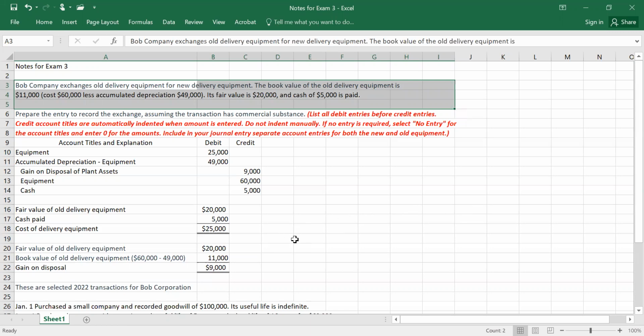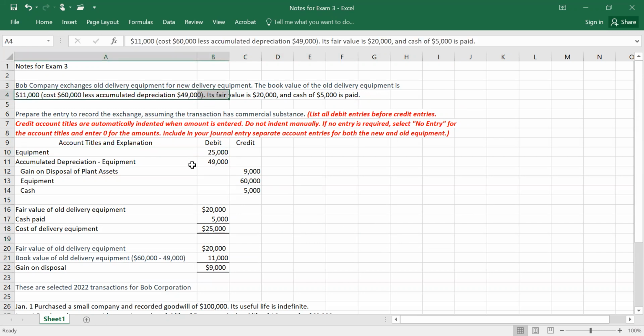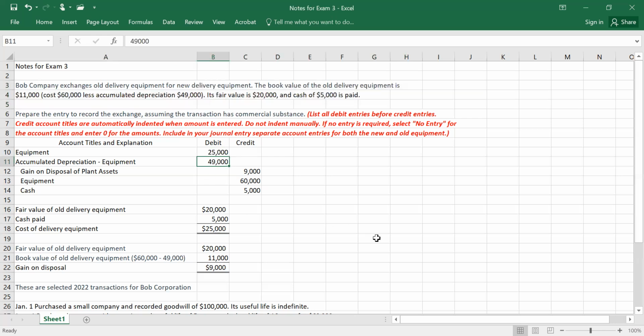So first, we, of course, want to find out the cost of the delivery equipment. If we look at the fair value of the old equipment, which is $20,000, plus the cash paid, which is $5,000, that gives us the cost of the delivery equipment of $25,000. So we'll debit equipment for $25,000. The question tells us accumulated depreciation is $49,000. We will debit that for $49,000.